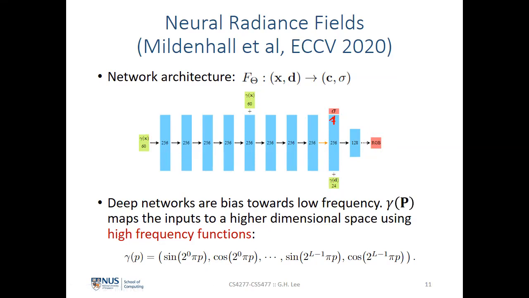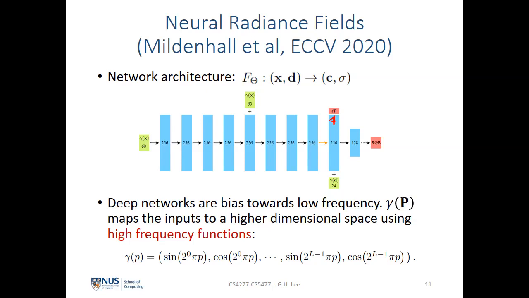It was also realized in this paper, the neural radiance field paper, that if you simply input X and D into the network and train it like this, the network wouldn't be able to capture high frequency components, because just a 5-dimensional input wouldn't be that expressive at all. So what they realized is that instead of directly inputting X and D here, it's better to put it inside a positional encoder.